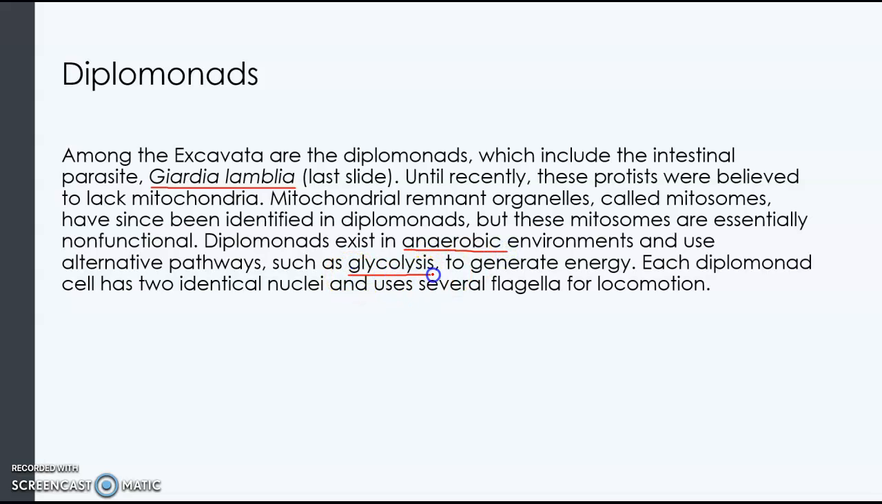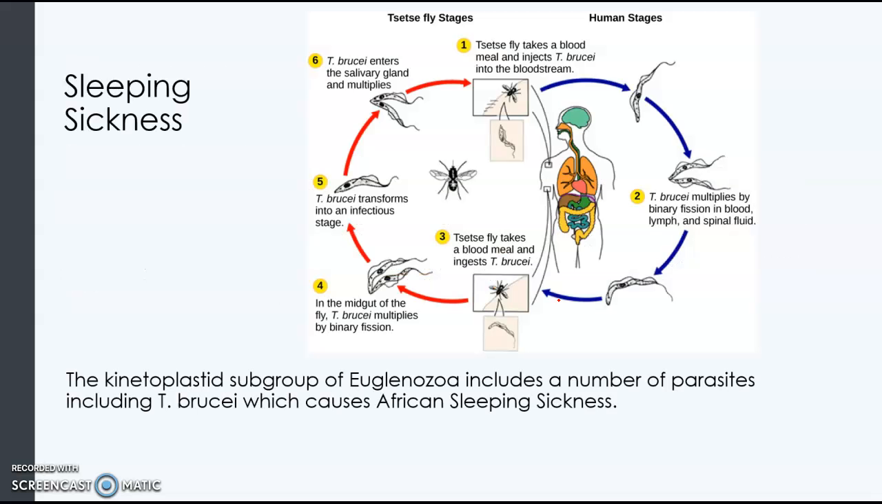Remember, glycolysis was the first step of cellular respiration, and it is also the first step in fermentation. But it does not require oxygen. So diplomonads are anaerobic, and they have 2 nuclei. They also move by using flagella. Giardia is an intestinal parasite that can make you very, very sick.